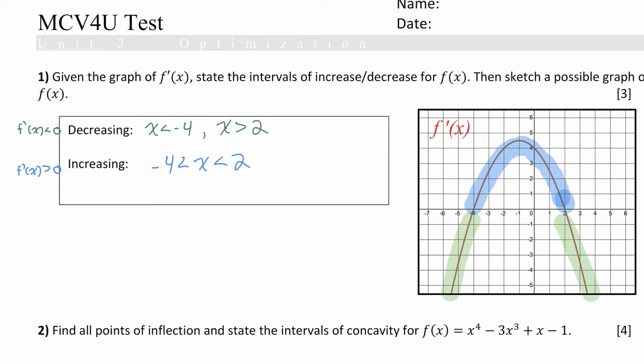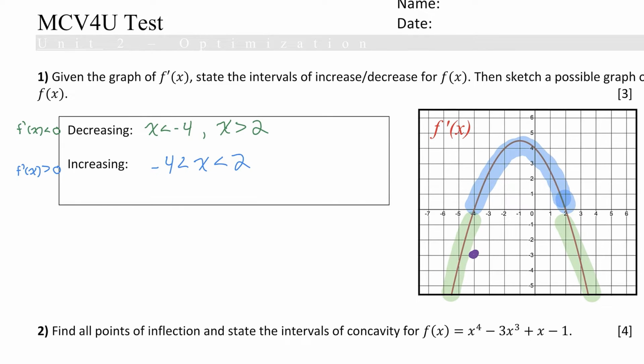Now I have to sketch a possible graph of f of x that has those intervals of increase and decrease. I need to be decreasing before -4. And then when x is bigger than -4, it switches to increasing. So that means at -4, there's a local min. I don't know the y value of the local min, but I'll put a point right here. I know that it's decreasing before that point and increasing after that point. And it's going to keep increasing until I get to an x value of 2.